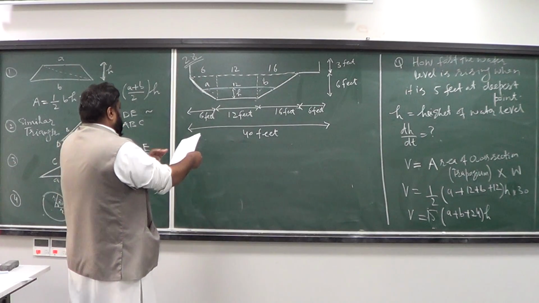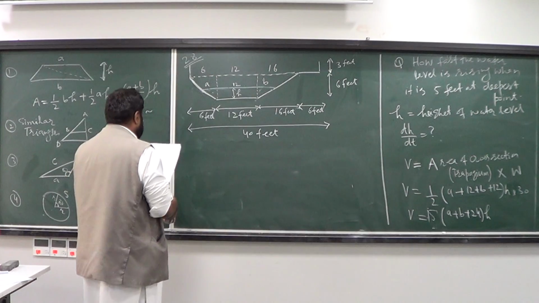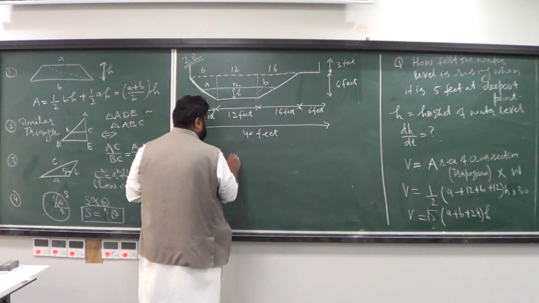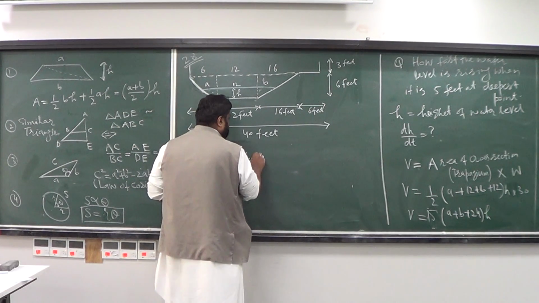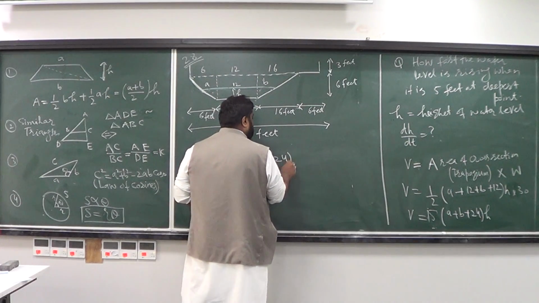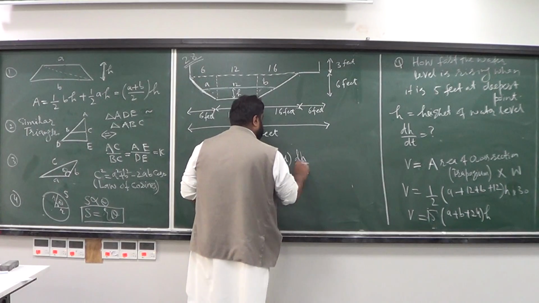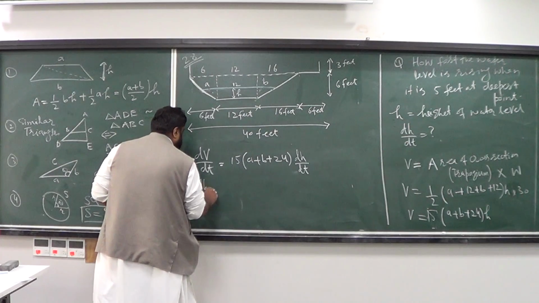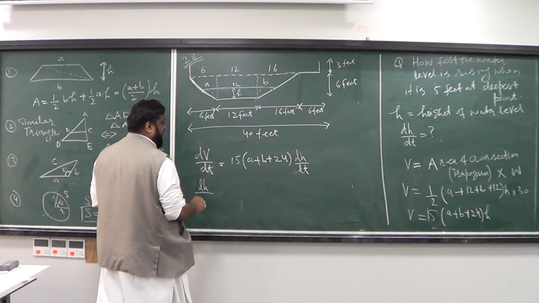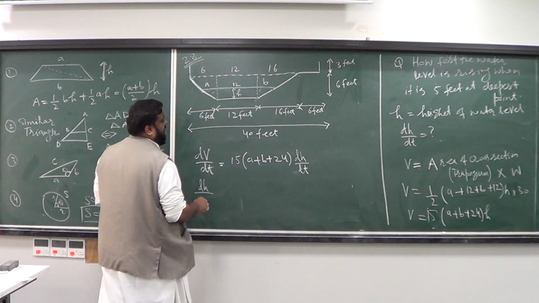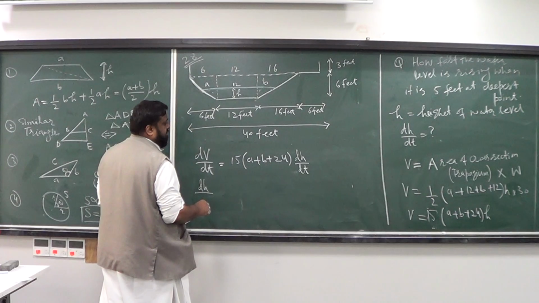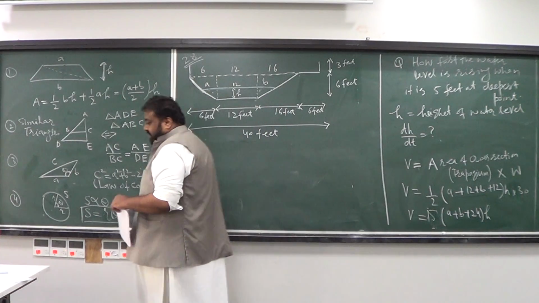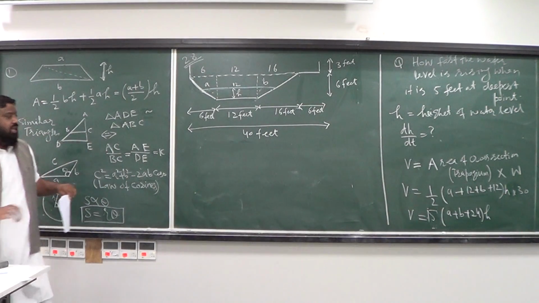So you're going to have dV by dt equals 15 times (A plus B plus 24) times dH by dt. Okay, so now dH by dt is going to be... So before moving to this, actually, let's do one thing first, because there can be one problem.